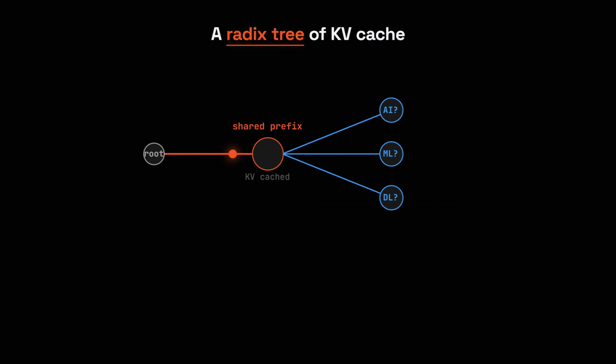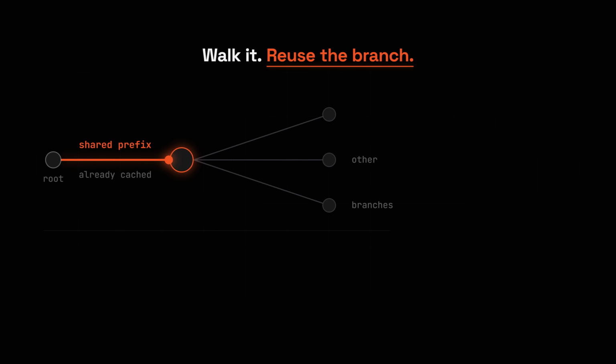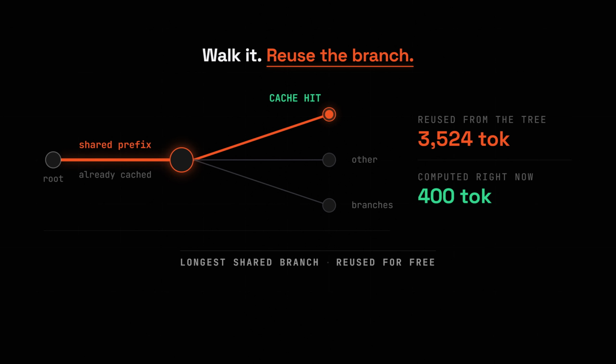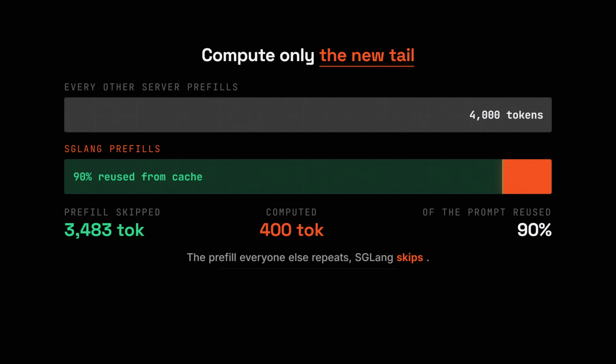RadixAttention is the idea that you should compute that shared beginning exactly once. SGLang keeps every prompt it has seen in a Radix tree, a prefix tree of KV cache. A new request walks the tree, finds the longest branch it already shares, reuses that cache for free, and only computes the brand new tail.